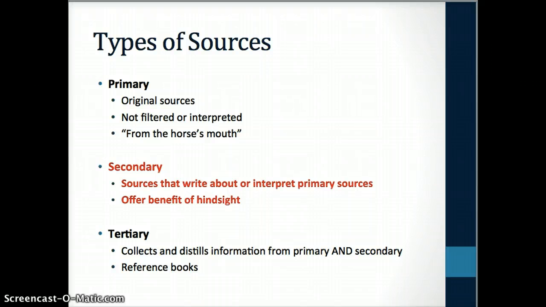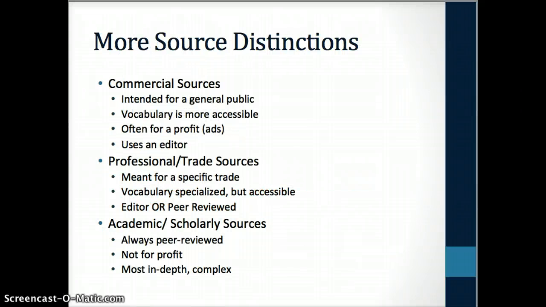Okay, so let's talk about some more source distinctions that we can think about as we look into researching. So there's a difference between commercial sources, professional or trade sources, and academic or scholarly sources. Commercial sources, you're totally familiar with these. These are the magazines and newspapers that you see when you're standing at the checkout line at Giant, right? These are sources intended for a general public. The vocabulary is very accessible. They're not going to use any kind of specific language that the majority of people wouldn't be able to read.